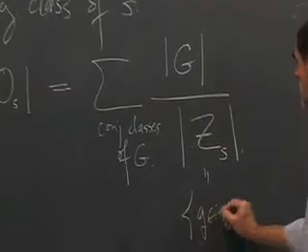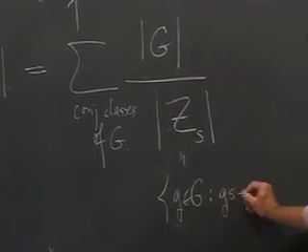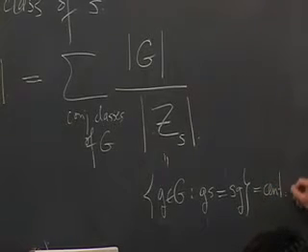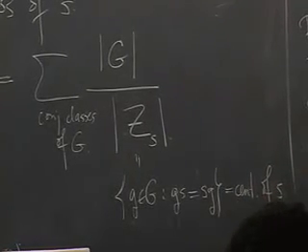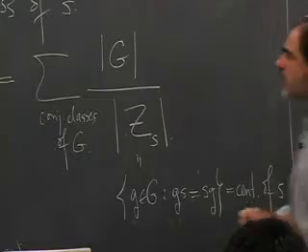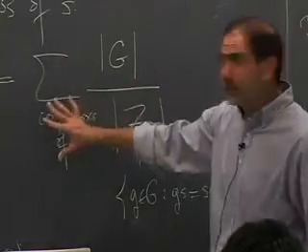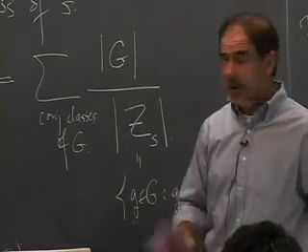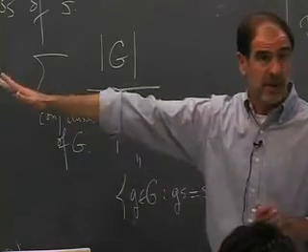G in G, such that gs equals sg. It's called the centralizer of S. So the order of a group is: you take the different conjugacy classes in the group, you take the order of G divided by the order of their centralizer. Here's a particularly weird example of this.